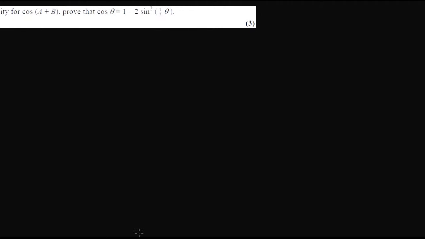This particular sum is trigonometry, and here they have told us what to use. We have to use the sum of angles formula, cos of a plus b, and we have to prove that cos theta is identical to, remember these three lines mean identical to, 1 minus 2 sine squared half theta. Now this should look familiar to you because of this identity.